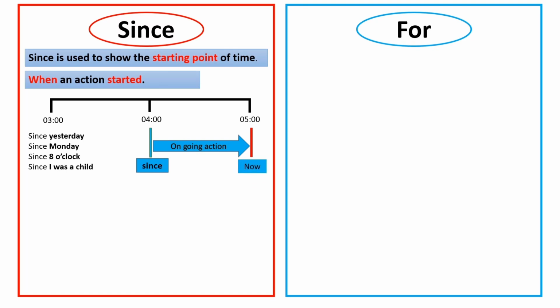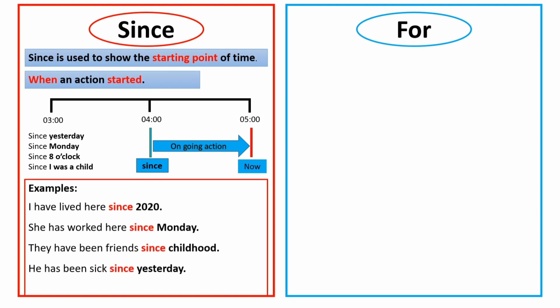For example, since yesterday, it means the starting point of our action is yesterday. Since Monday, since 8 o'clock, since I was a child. All of them are a specific time or a specific day where an action started.